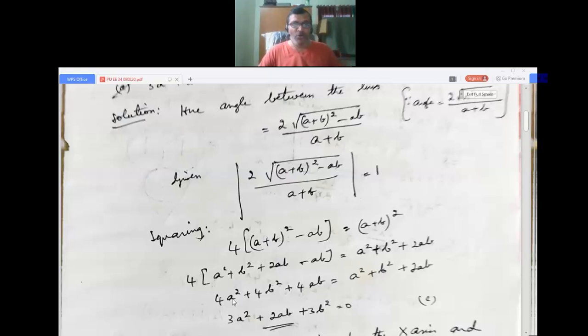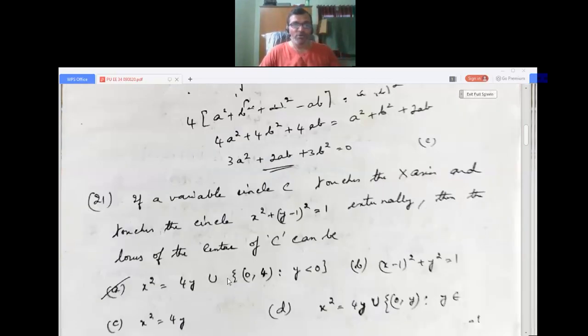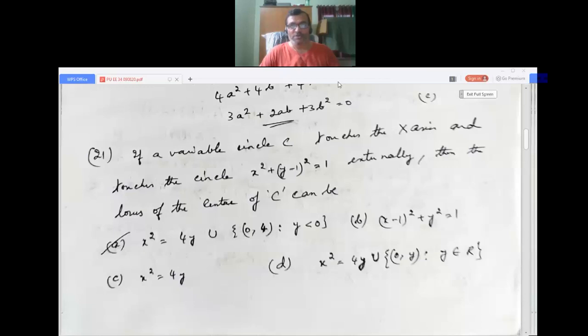Okay. Now we go to the next question, that is question number 21. Always reading the question is quite important. If a variable circle C touches the x-axis and touches the circle, see, a variable circle, which is varying, because some of these conditions might be that the center is varying or the radius, we don't know that. Just given a variable circle C touches the x-axis. You know what is the equation of the x-axis? y equals 0. Equation of the y-axis, x equals 0, because for all the points on the x-axis, the y coordinate is 0.